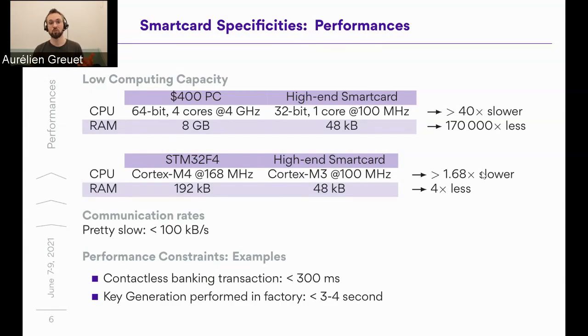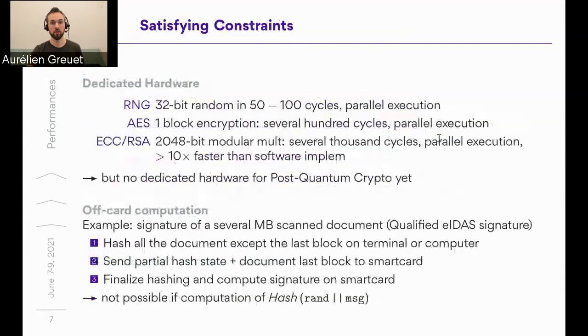Hence, we think that it would be really hard to convince our clients to embed post-quantum crypto if the key generation takes more than 3 or 4 seconds. So, how to satisfy such constraints?